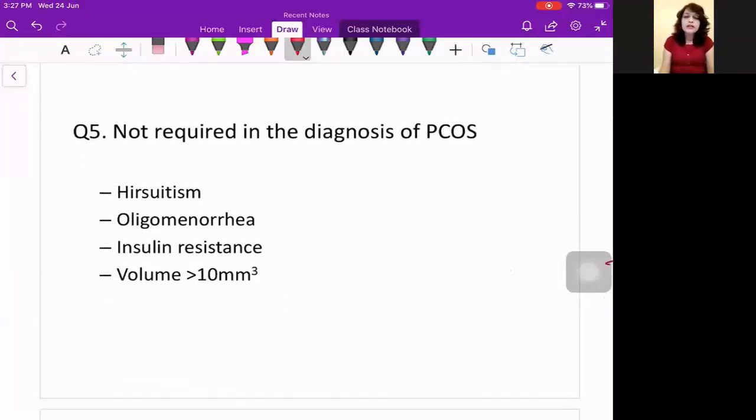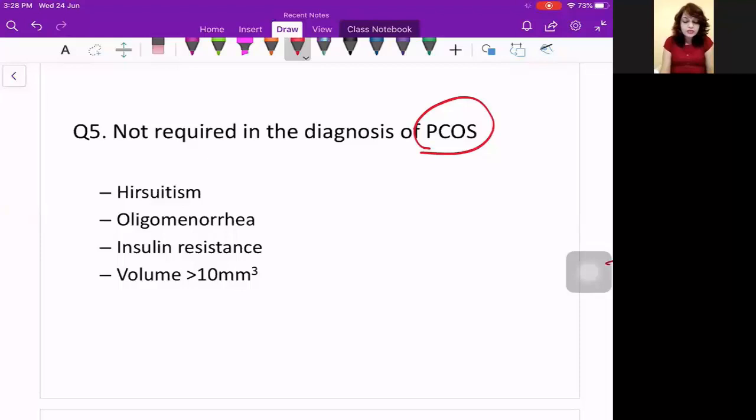Not required in the diagnosis of PCOS. PCOD is always a very, very important topic. In every exam, there's a question asked on polycystic ovarian disease. The incidence has been rising because of genetic factors, environmental factors, and changes in lifestyle pattern, etc. And the good thing is it is the most treatable, reversible form of infertility, because we have to give ovulation induction agents. Now let's see what options are given.